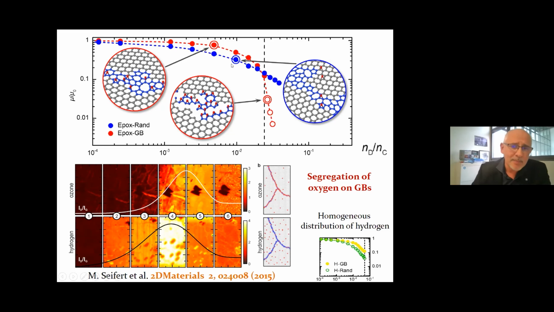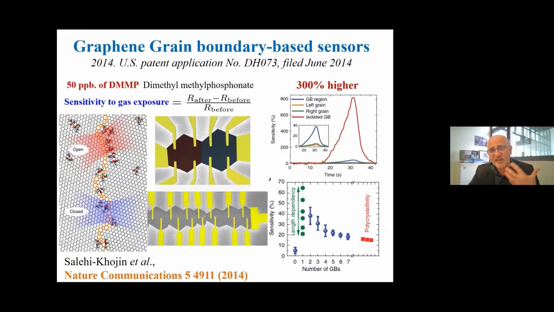So these cracks are seen in the experiment, and they are correlated to the sudden drop of the mobility of the device. Differently, in the case of hydrogen, this transition was not seen, both from the experiment and from the simulation side. So that's a very interesting feature of the grain boundary, their reactivity to chemical functionalization.